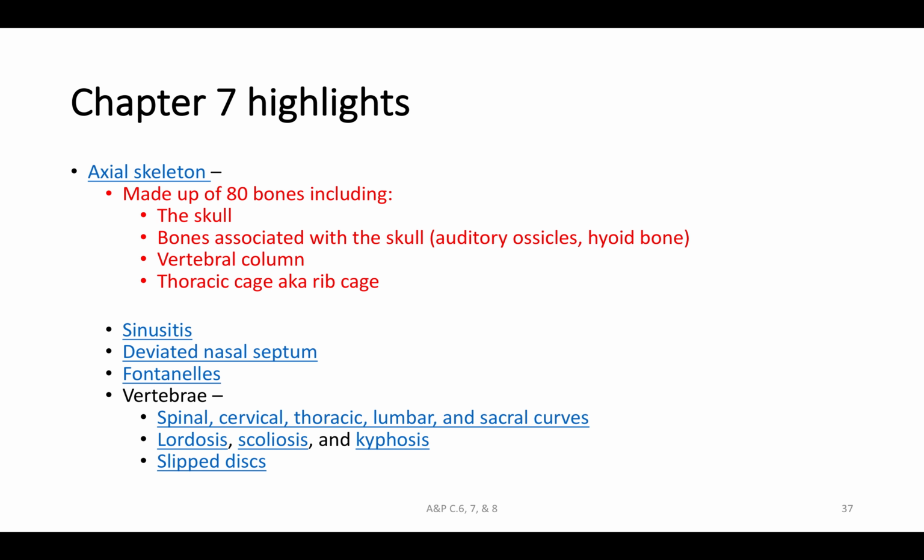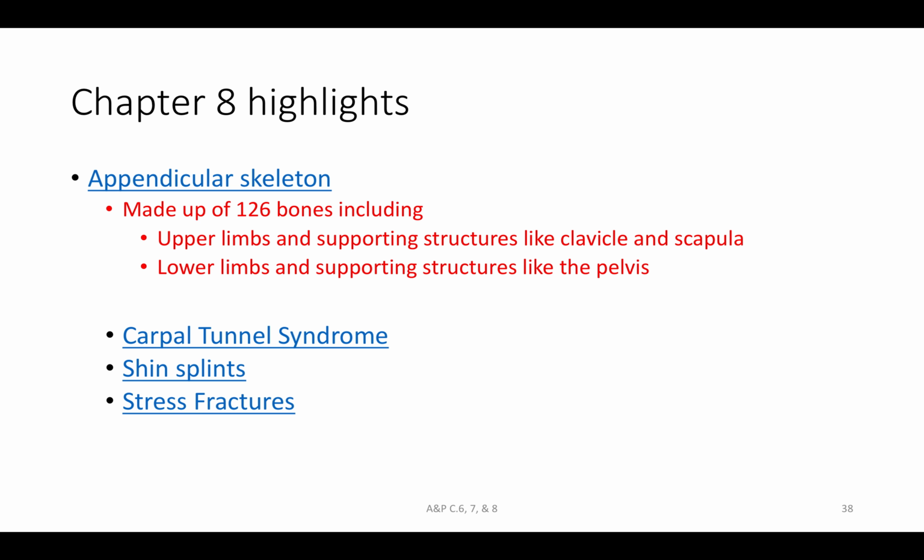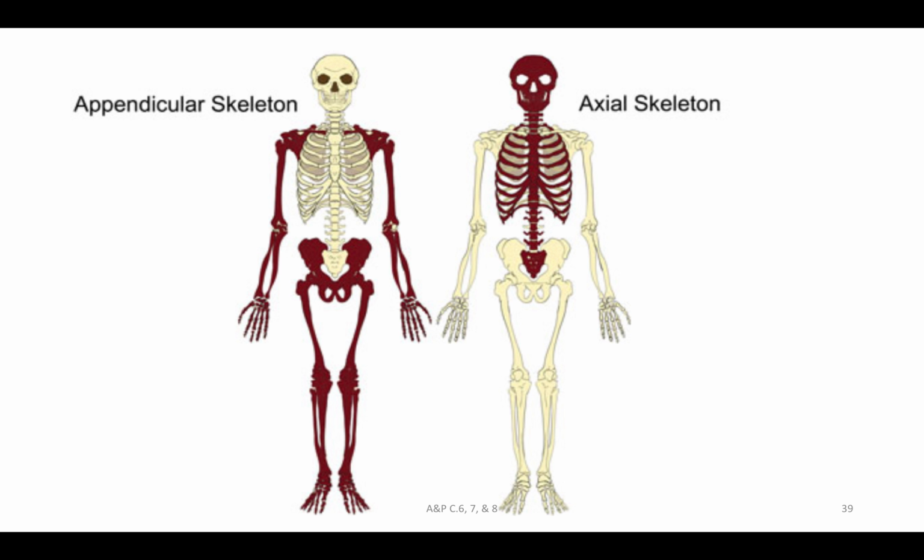Then we looked at the axial skeleton. Remember, your axial skeleton only includes the bones of your skull, your vertebrae, and your rib cage. Everything else is going to be included in your appendicular skeleton, which includes the bones of your arms and their supporting structures like your clavicle and your scapula, and then the bones of your legs and their supporting structures like your pelvis. I think this diagram is a great way to keep them straight. A lot of people get confused on clavicle and scapula and pelvis.